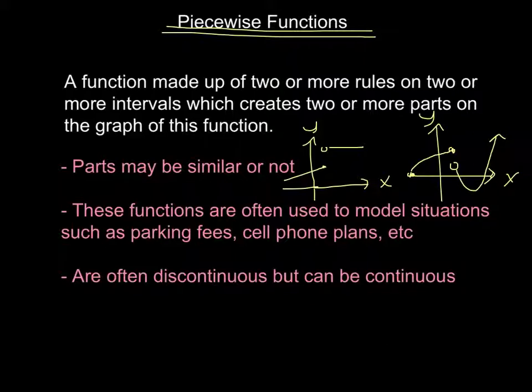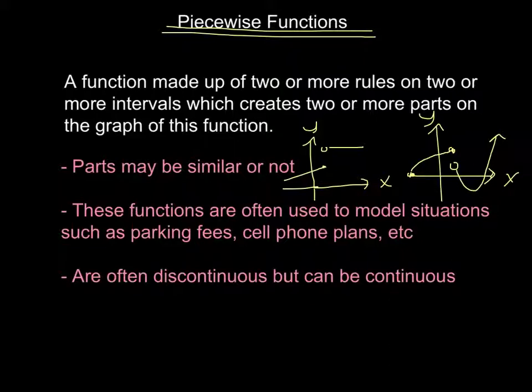Now, these types of functions are often used to model situations such as parking fees, cell phone plans, etc. So when a rate changes partway through, you'd have to use a piecewise function to model that situation. You can see the two examples I've drawn above are both discontinuous, right? We've got a break in both of them.